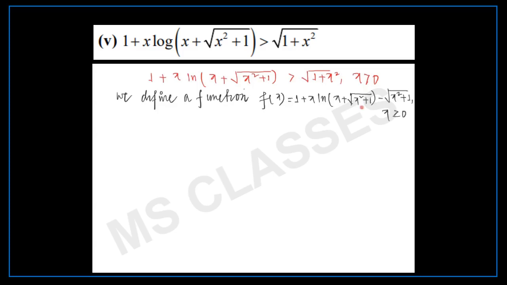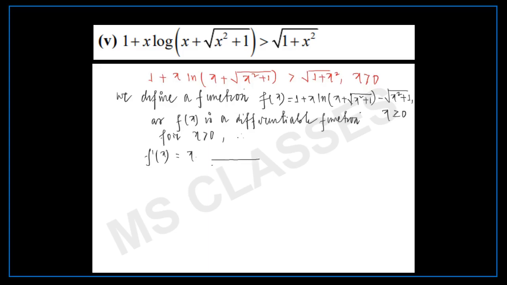Now f(x) is a differentiable function. So as f(x) is a differentiable function, for x greater than 0, therefore f dash x equals to x into 1 by x plus root over of x square plus 1 into 1 plus x by root over of x square plus 1 plus ln x plus under root of x square plus 1 minus x by root over of x square plus 1.